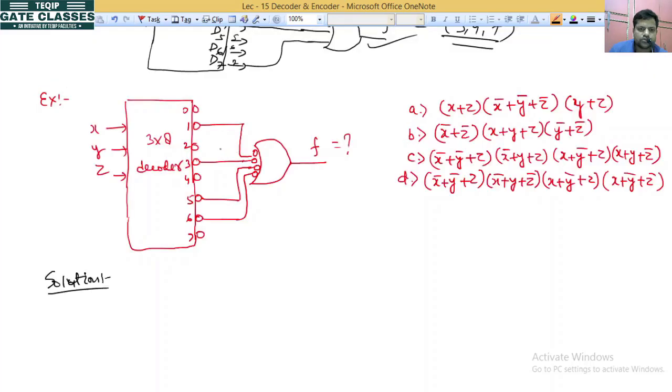Suppose I have a question here. It is a 3x8 decoder and we have to find the value of f. These are the 4 options for that. Now we have x, y, z as input variables. So it is a 3x8 decoder, and minterm 1 is connected with this OR gate. Again 3 is connected, then 5 is connected, then 6 is connected. So only 1, 3, 5 and 6 are connected with this OR gate.